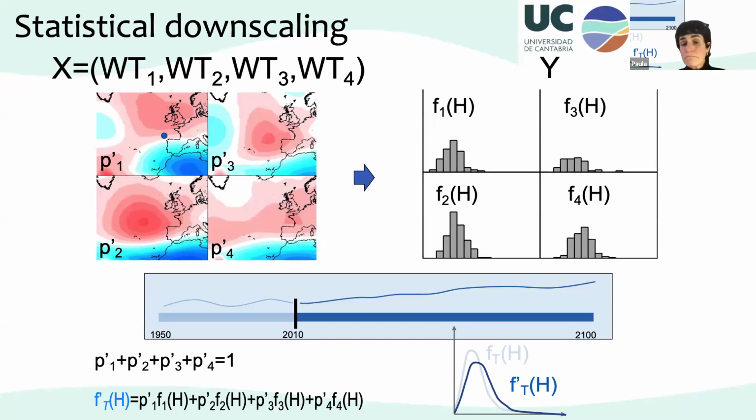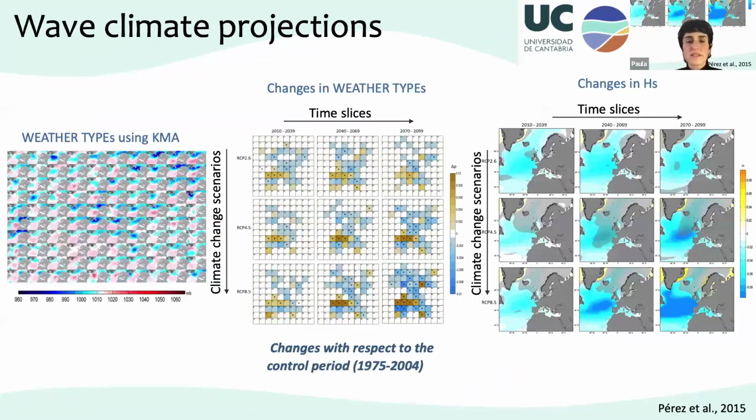So the main application of this is to obtain wave climate projection. So we go to a time horizon, a time slice, we can calculate the new probability of this weather type, and preserving this statistical relationship, we can infer what could be the new distribution of the significant wave height and compare with the one for the current climate, and see what could be the changes.